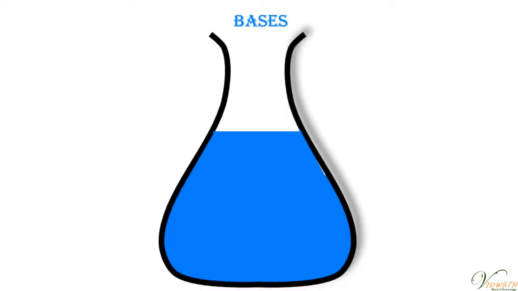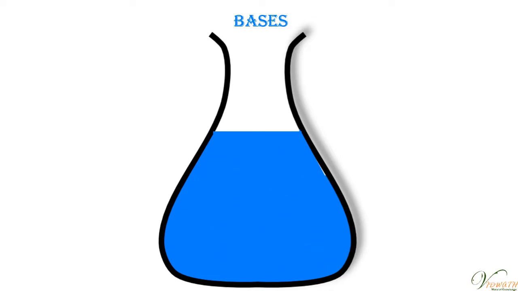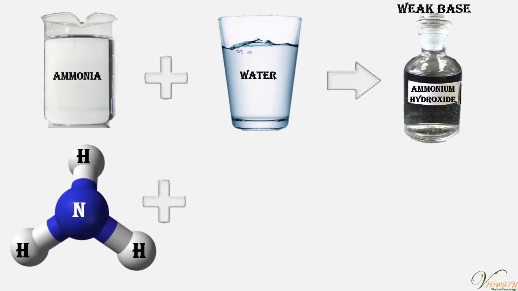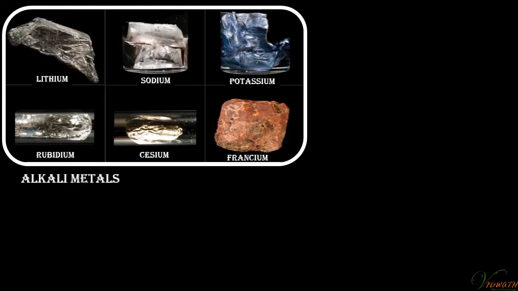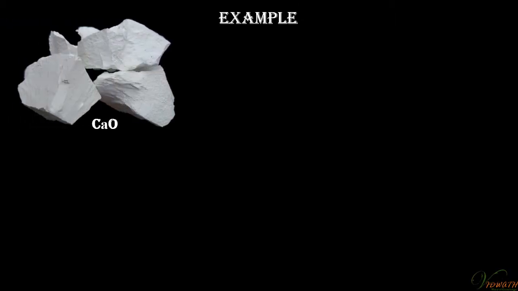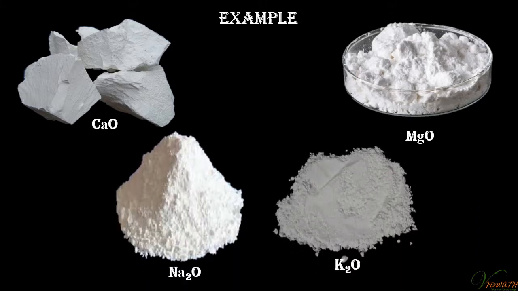It is not necessary that a base should contain hydroxide ion. There are some substances that do not contain hydroxide ion but can be considered as bases. Example, ammonia. Ammonia when dissolved in water forms ammonium hydroxide, which is a weak base. NH3 plus H2O gives NH4OH. Oxides of alkali metals and alkaline earth metals are also considered as basic in nature. Example, calcium oxide, magnesium oxide, sodium oxide and potassium oxide, etc.